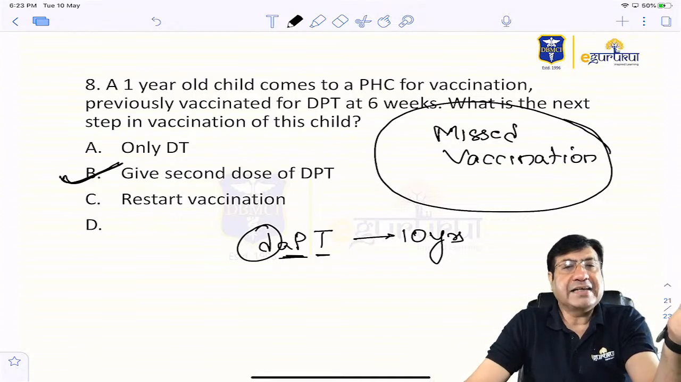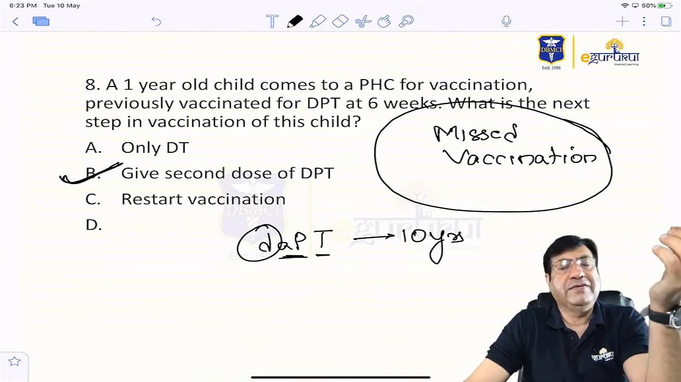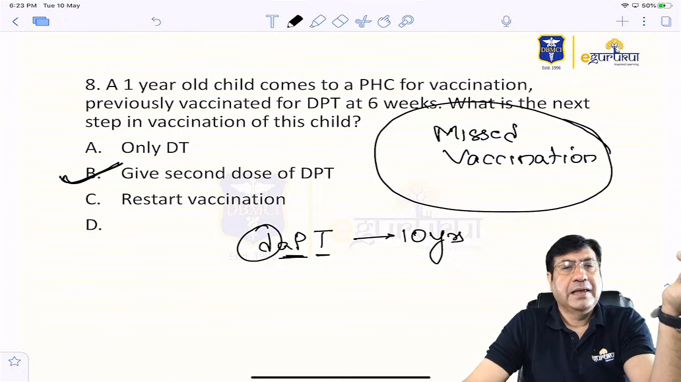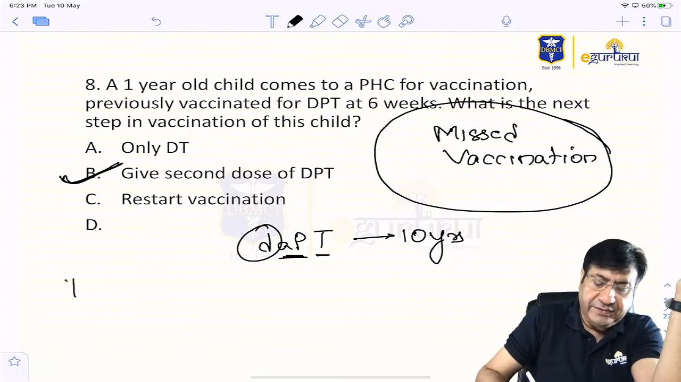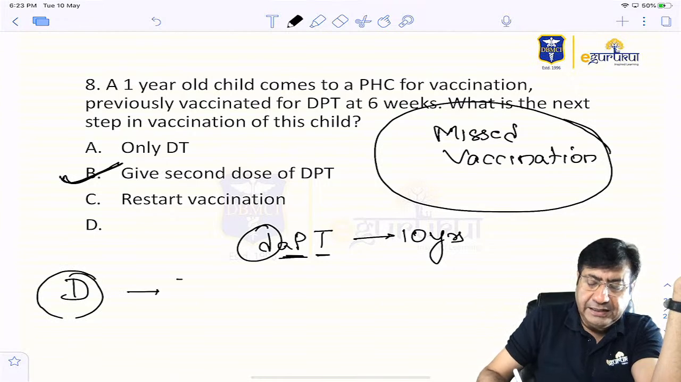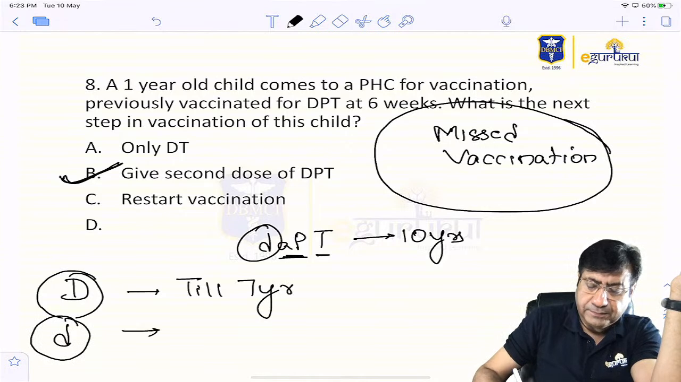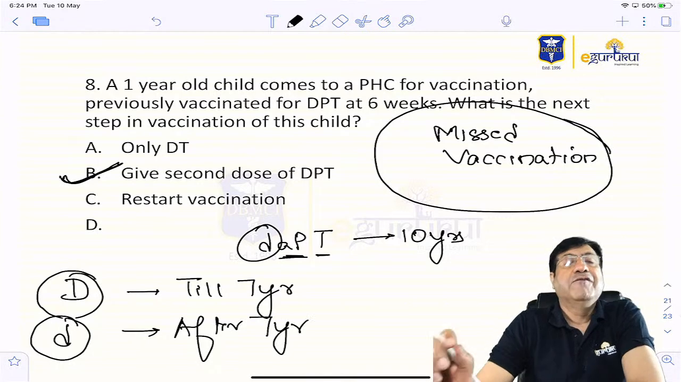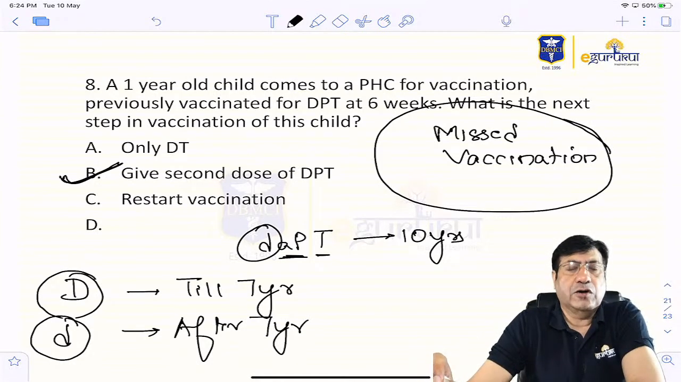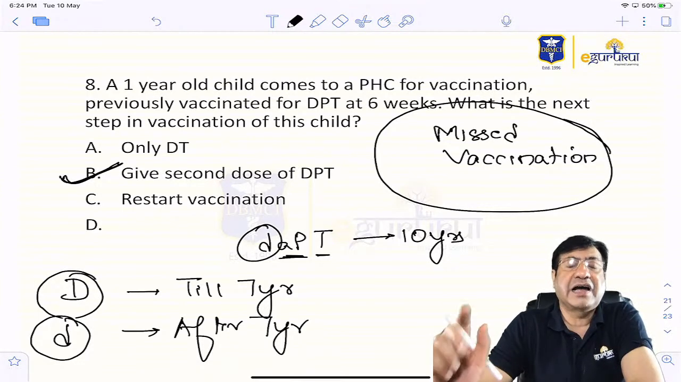More so, a DT vaccine will not be given at this point of time till the age of around 7 years. The DPT vaccine is usually recommended, and always give a capital D, diphtheria toxoid with a capital D, till the age of 7 years. But after the age of 7 years, you should give a DPT vaccine or a DT vaccine with a small d, which is lower dose of the diphtheria toxoid compared to the dose in the capital D vaccine, which is higher dose of the diphtheria toxoid.